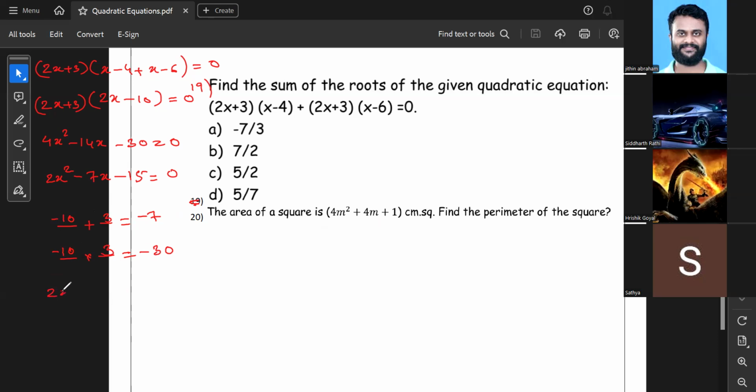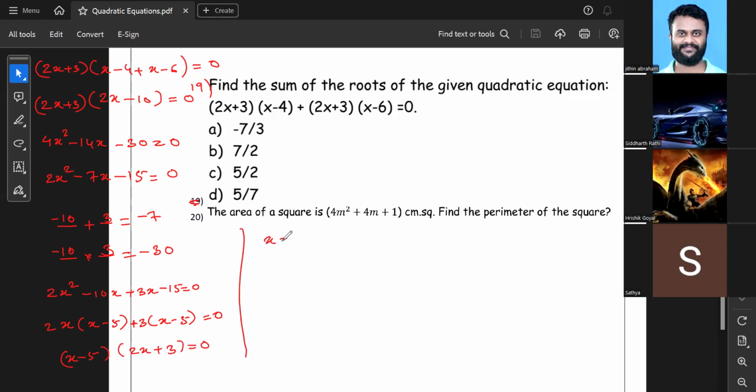So my equation goes like this: 2x square minus 10x plus 3x minus 15 is equal to 0. That gives me 2x in the bracket x minus 5 plus 3 in the bracket x minus 5. That gives me x minus 5 multiplied by 2x plus 3 is equal to 0.